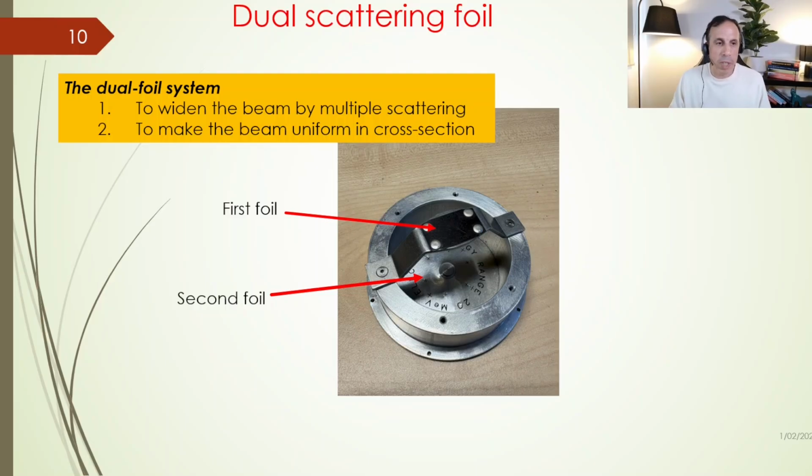So the first foil widens the beam by multiple scattering, and you can see it is a very thin layer of aluminum or other low density metals. And the second one works just to make the beam uniform in the cross section. The electron beam reaching the patient's surface should be very uniform.